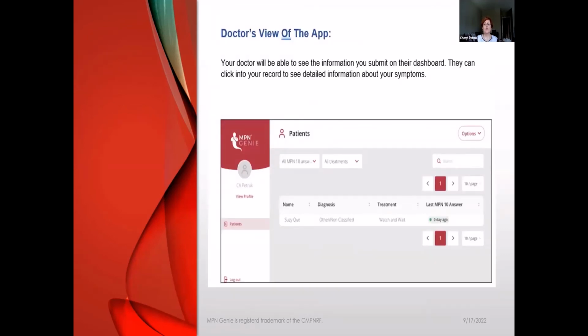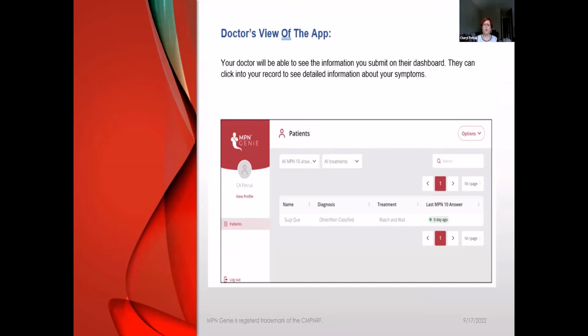So this is a doctor's view of the app. What the doctors will see, they will have a portal that they log into, and they will be able to see your data that you put into your app. So I encourage each of you to talk to your doctors about utilizing the app and sharing your knowledge with them on the app so they can see your information prior to your clinic visit.